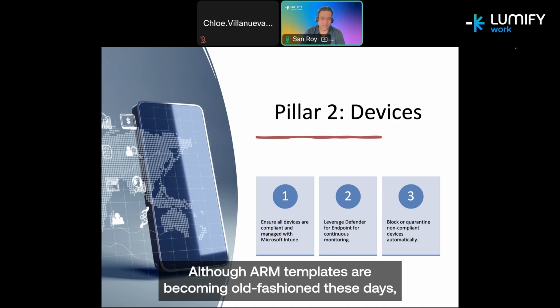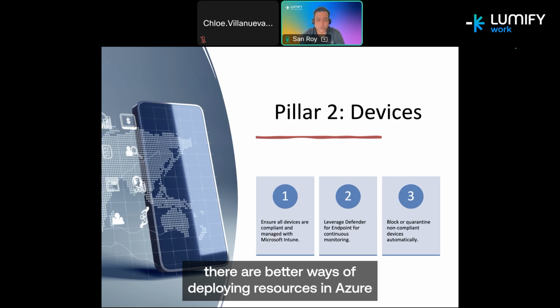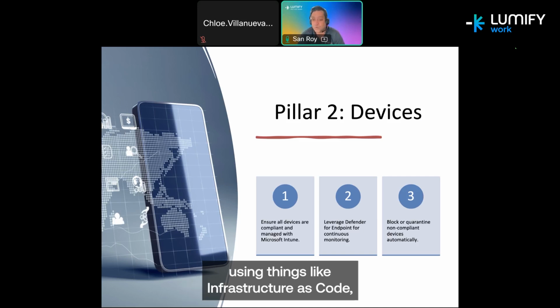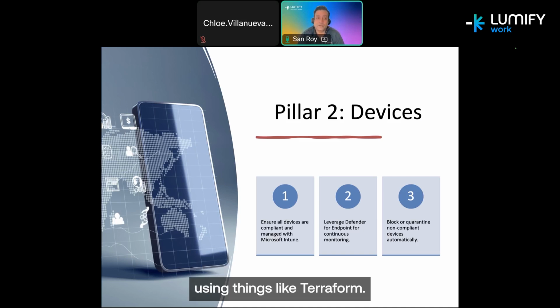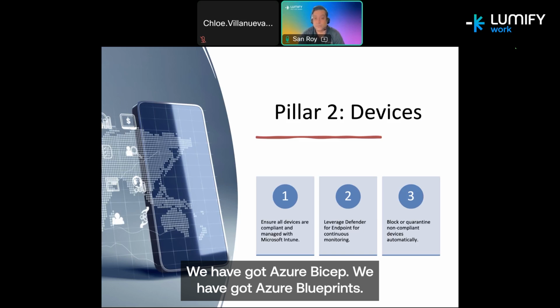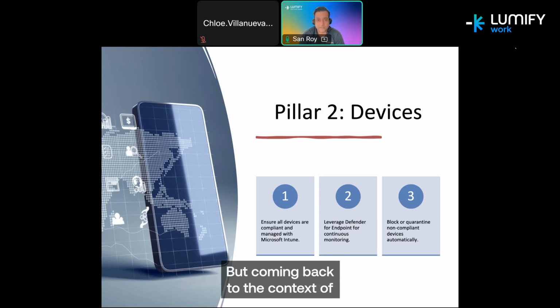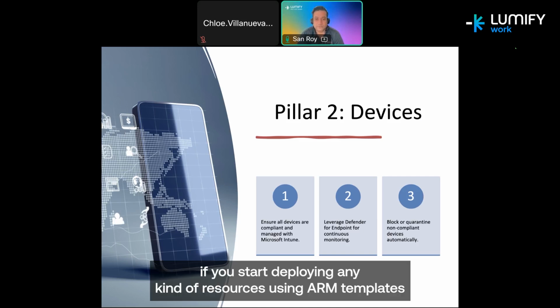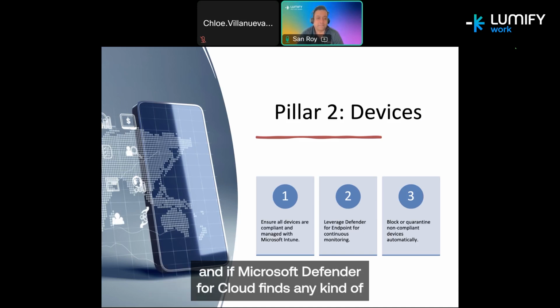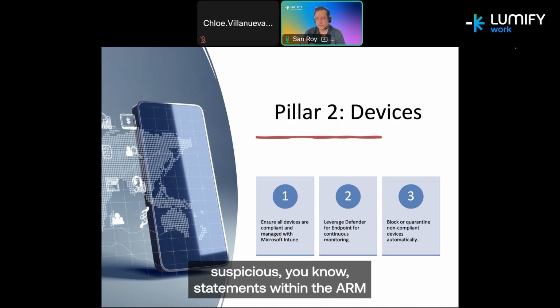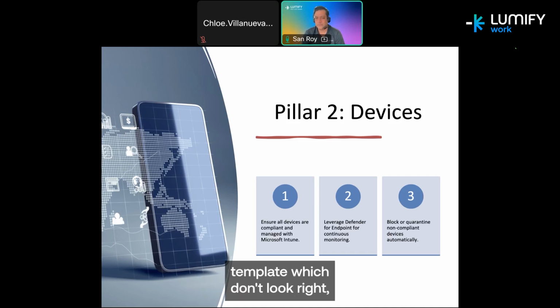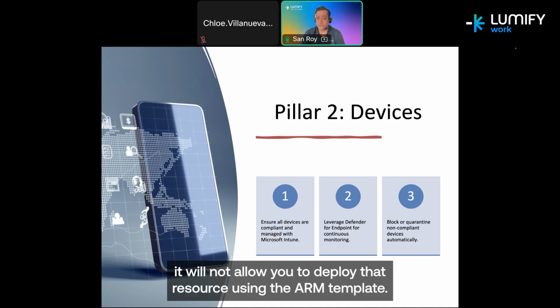Although ARM templates are becoming old fashioned these days, there are better ways of deploying resources in Azure using things like infrastructure as code, using things like Terraform. We have got Azure Bicep, we have got Azure Blueprints. But coming back to the context of Microsoft Defender for Cloud, if you start deploying any kind of resources using an ARM template, and if Microsoft Defender for Cloud finds any suspicious statements within the ARM template which don't look right, it will not allow you to deploy that resource using the ARM template.